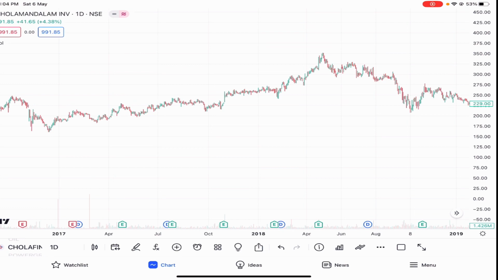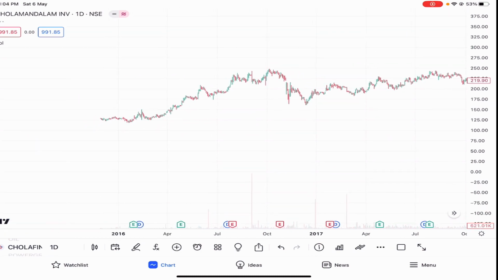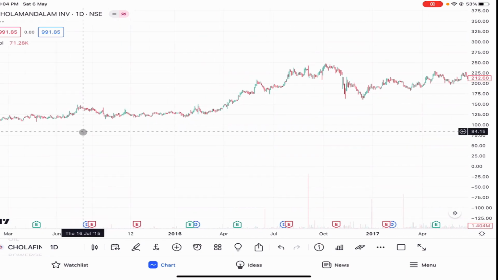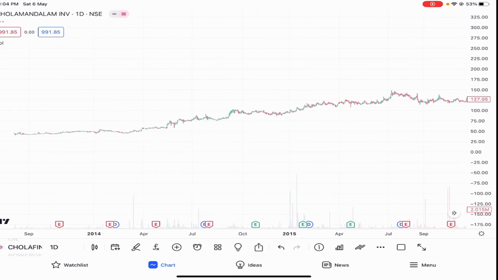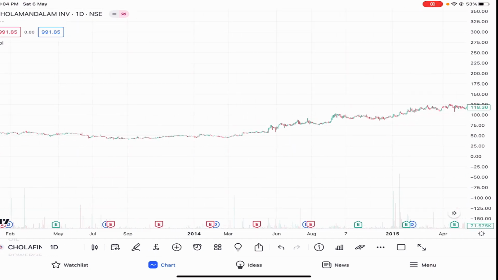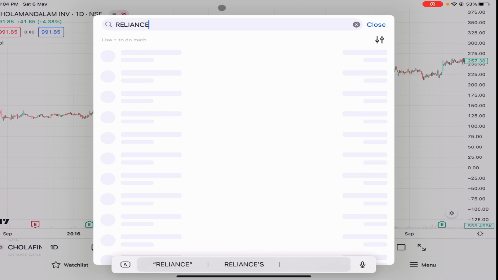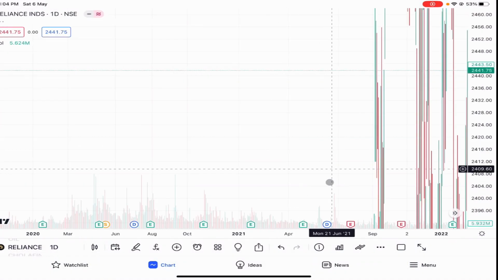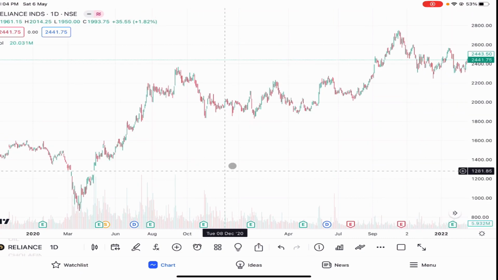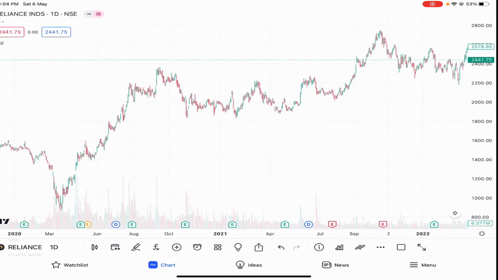And when we talk about our flag patterns and different kinds of patterns, even those patterns are also traded on the basis of the breakouts and breakdowns only, right? So let me go to some other stock. Let's go to Reliance, which is everybody's favorite. Now look at this stock.